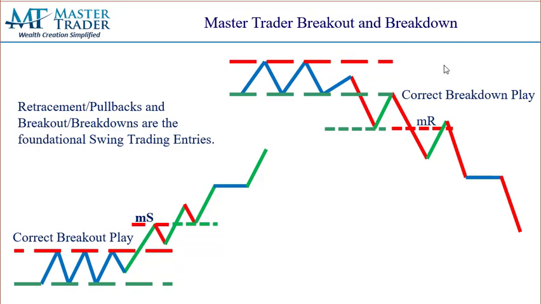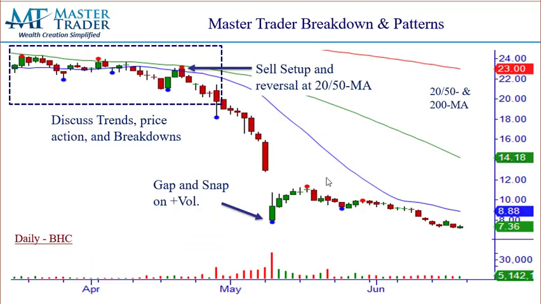The breakdown is the exact opposite. You want bearish consolidation at resistance, you want a price void, you can short the initial breakdown or retracement and reversal at minor resistance. Let's take a look at BHC here.